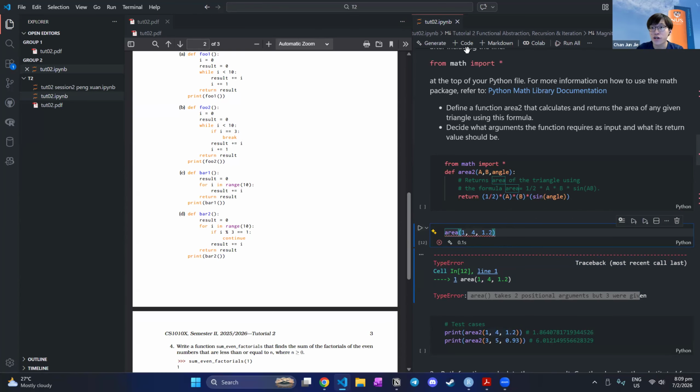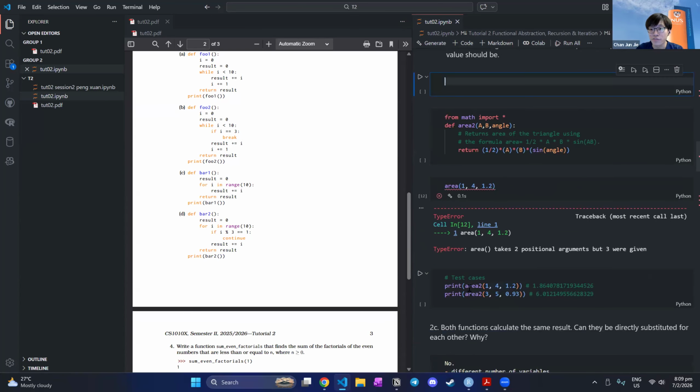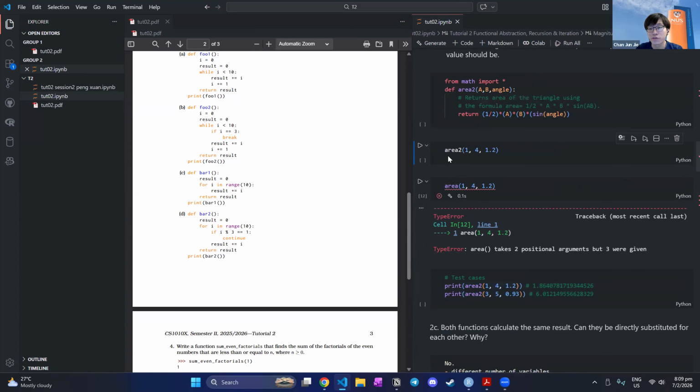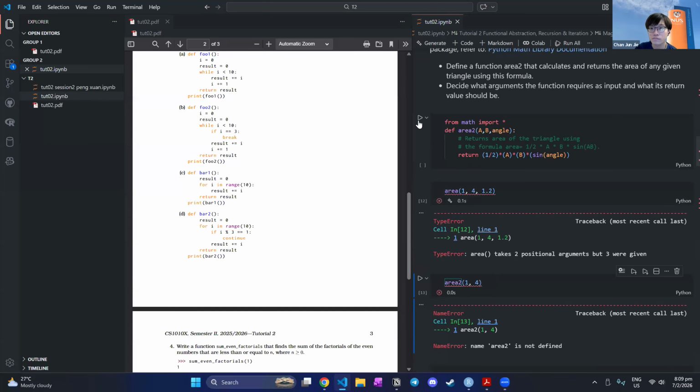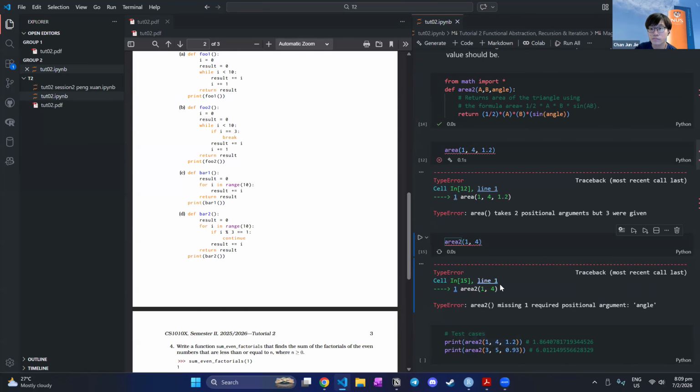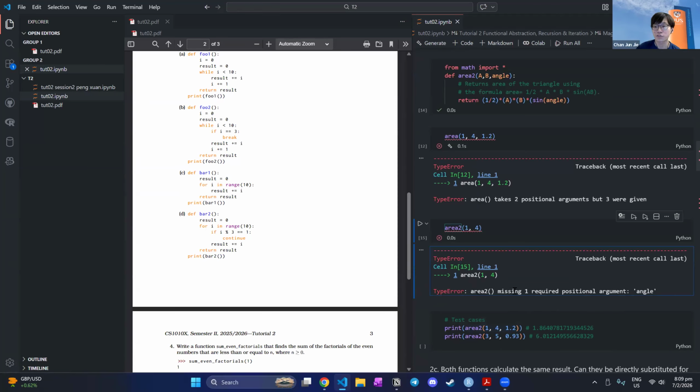Same thing if you try to call area 2 with area 1's inputs. This will also get a type error, because area 2 needs 3 arguments and you only gave it 2.